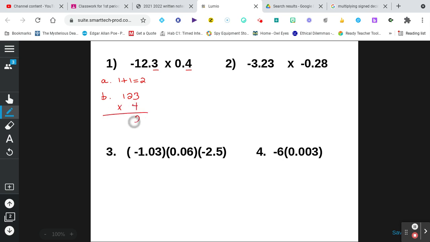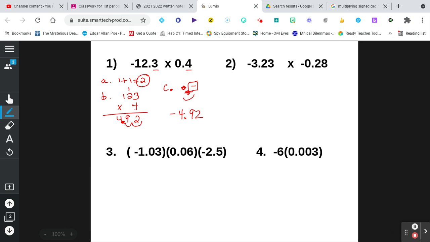So 4 times 3 is 12. Carry the 1. 4 times 2 is 8. 8 plus 1 is 9. 4 times 1 is 4. And then I'm going to use the 2. So start at the back and slide 2 places to the left. 1, 2. So my answer to this, with sign and all, I know I have a negative times a positive. It's going to be negative 4 and 92 hundredths. That's all you do.